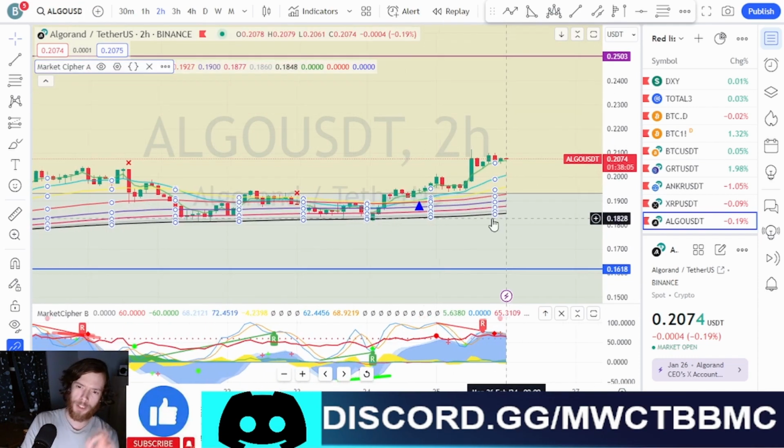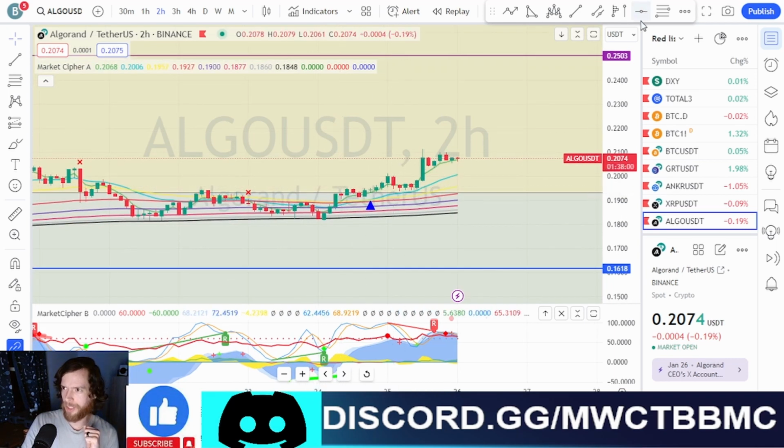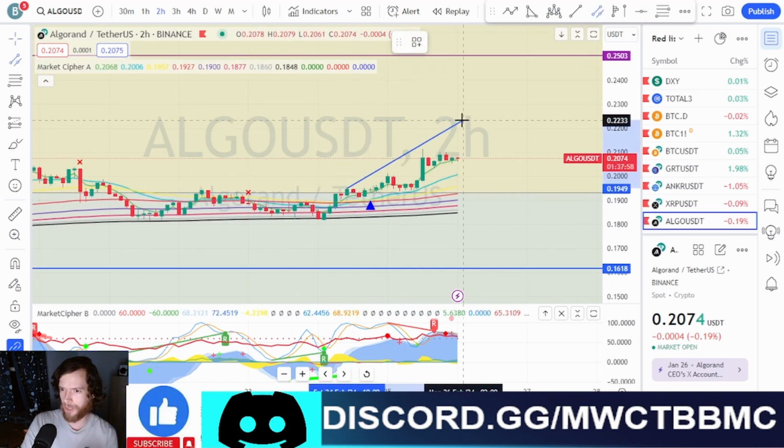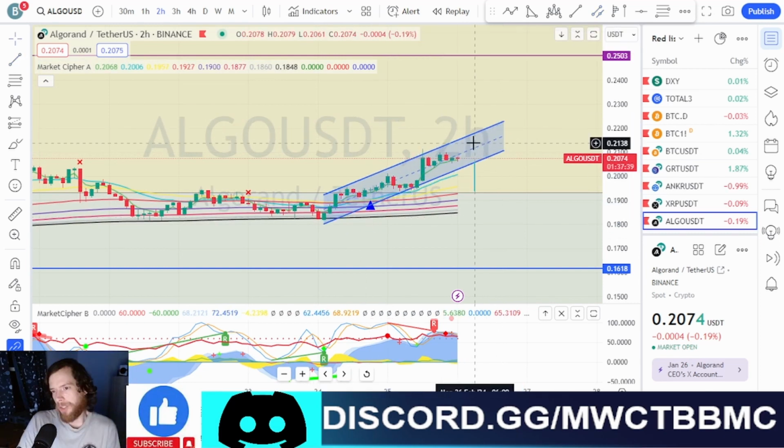The 2 hour does have a bit of a rising channel. Remember these rising channels, if I can get my parallel channel to work, are bearish patterns as they do end up breaking you down. So overall, we could see a push down to this Fibonacci area. Another example why these Fibonacci zones are important.